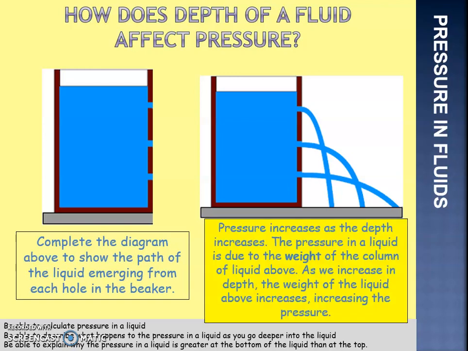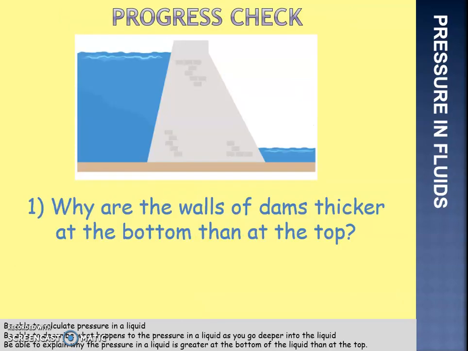Okay, so the pressure of that fluid increases as the depth of the fluid increases. The pressure of a liquid is due to the weight of the column of liquid above it, and as we increase the depth, the weight of the liquid above increases, and that increases the pressure.